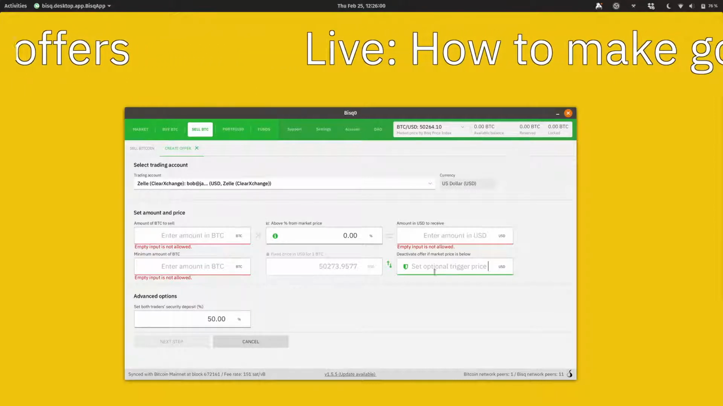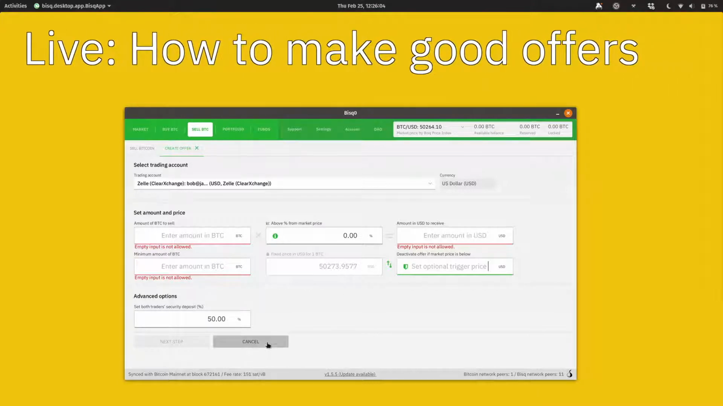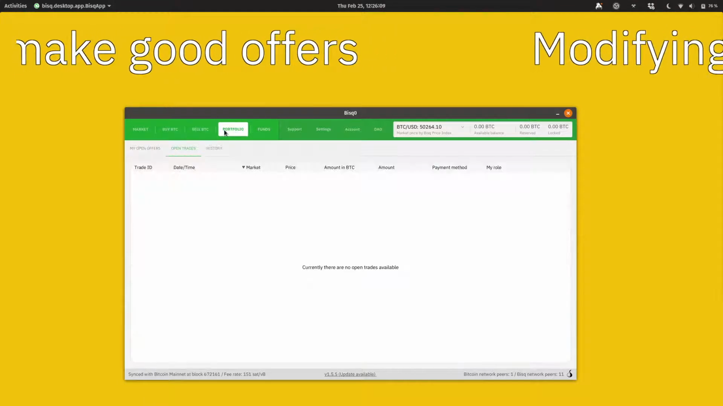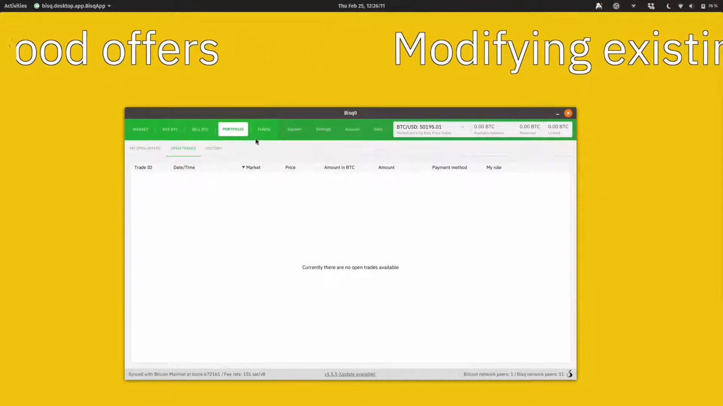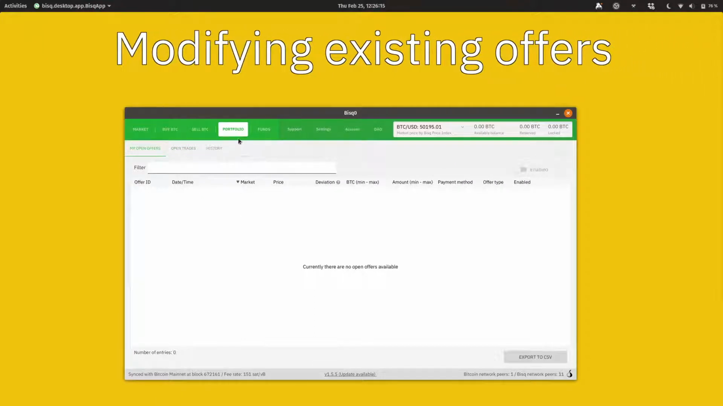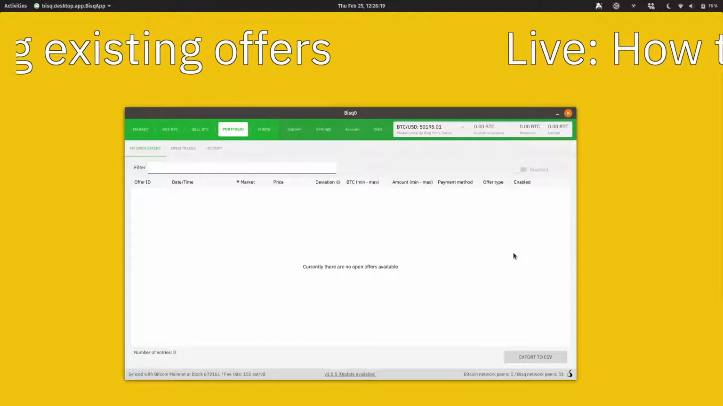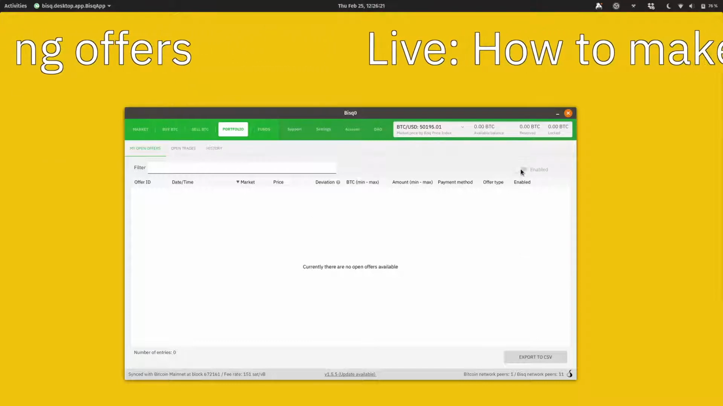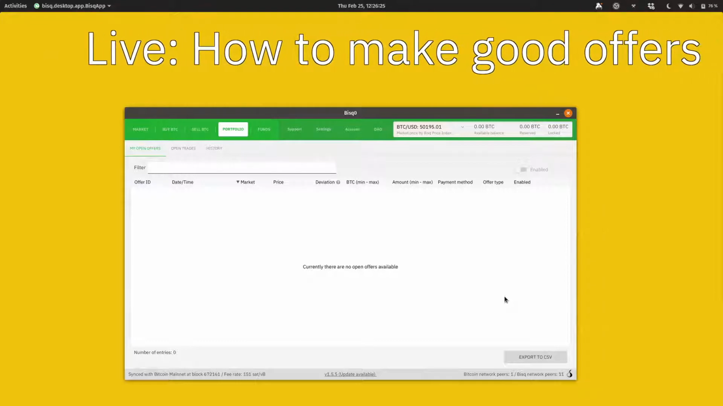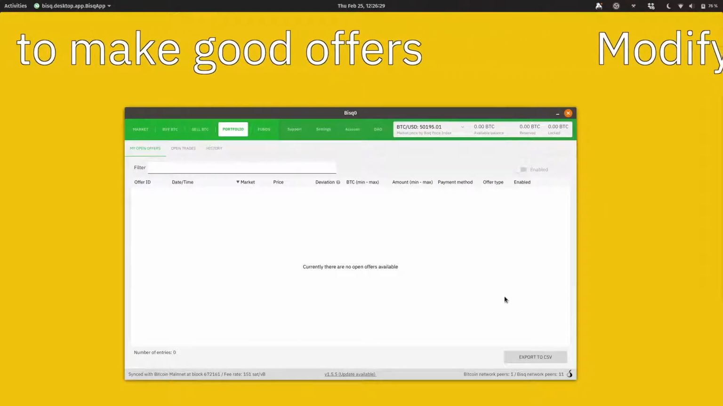And the last thing I want to mention is modifying existing offers. I don't have anything live on this instance of Bisq, so I don't know if I can show that very well. But basically, you would go here in your portfolio, go to My Open Offers, and your live offers would show here, and you'll be able to adjust the premium. So if you want to adjust the pricing of your offer, you can do that. If you want to deactivate your offer, you can do that.